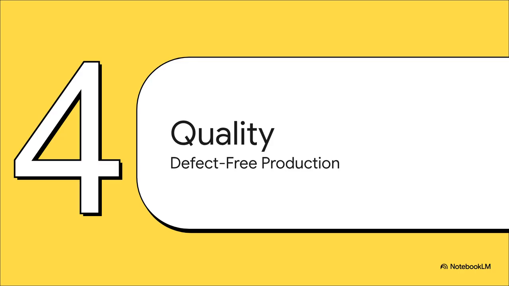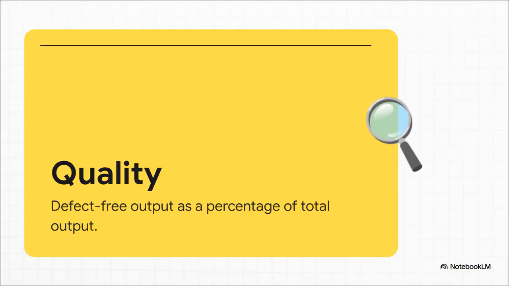Section 4. Quality, defect-free production. Now we're getting to the final piece of the OEE puzzle. This shifts our focus away from the machine's speed and directly onto the actual, usable outcome of the whole production process. Because think about it, producing widgets incredibly fast literally means nothing if they come out cracked, broken, or totally unsellable. Quality equals your defect-free output as a percentage of your total output. It's just measuring the good usable units out of the entire batch you just ran.